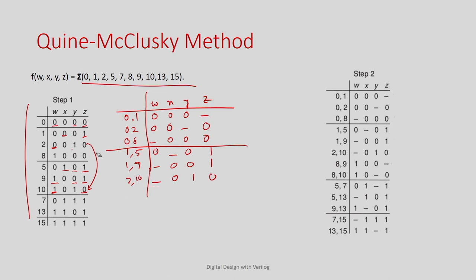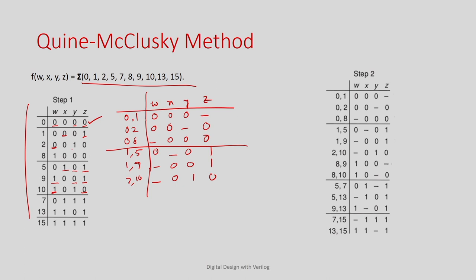Remember one thing: whenever a term is combined with anybody else, it means it is already part of a bigger implicant. So this particular minterm is not a prime implicant, as it is already covered by somebody. I will give a tick here. 0 is already combined with somebody, 1 is also combined, 2 is combined with 0, and 8 is also combined with 0. So they are ticked. 5 is combined with 1, 9 is combined with 1, and 10 is combined with 2. This way I give a tick, meaning these minterms are already covered by somebody else. I will keep continuing.